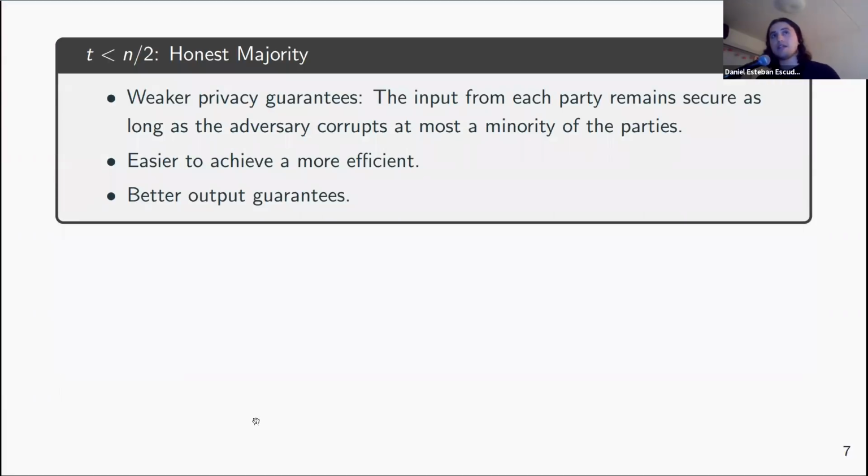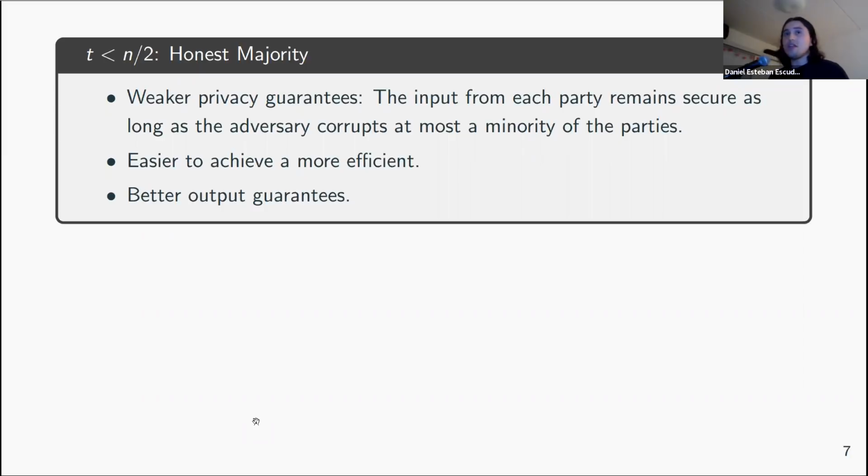Another setting that we consider is called honest majority. In this case, we require that T has to be strictly less than N over two. Intuitively, the T corrupted parties have to constitute a minority, so the majority have to be honest, meaning non-corrupted. In this case, you have weaker privacy guarantees, because your input remains secure only as long as the adversary doesn't corrupt more than a minority.